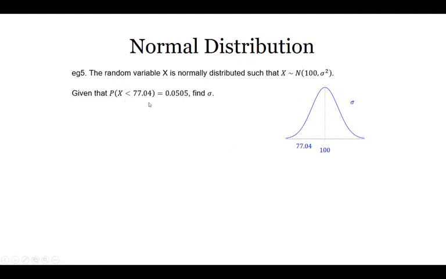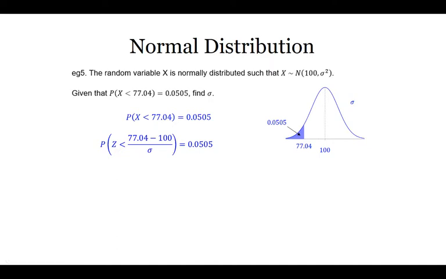And we are looking for x values that are smaller than 77.04, so that's to the left. And we know that area there must correspond to this probability of 0.0505. That's the information then that we were given. We need to convert that to our standard normal z by taking the 77.04, taking off 100 and dividing by sigma.